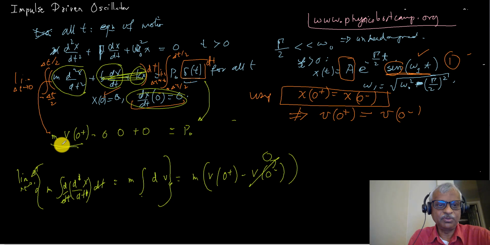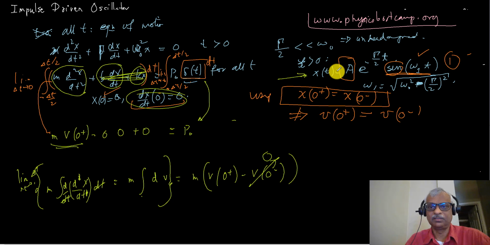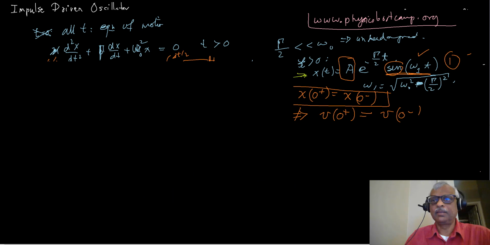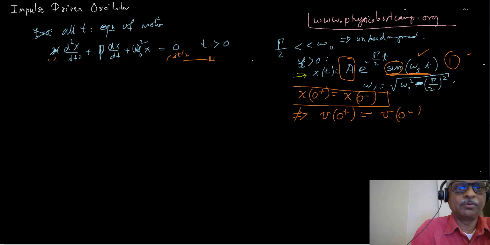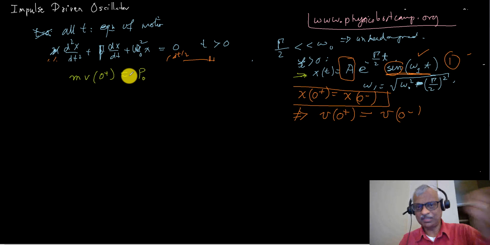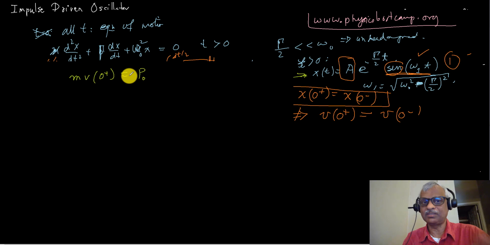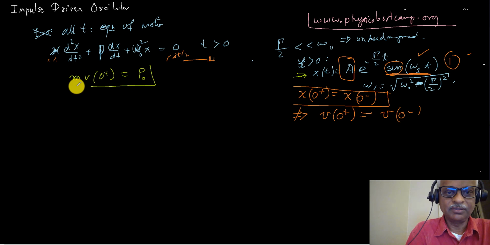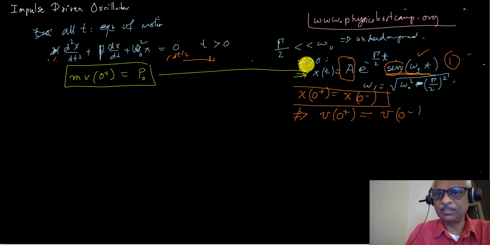So I can use that to figure out what A has to be. What we found is m v at 0 plus is going to be the momentum afterwards. That's the impulse, the change in momentum. I really didn't need to do all this integration. I could have guessed that right from the get-go, right? So somehow I need to put this in there. So how do I get it?